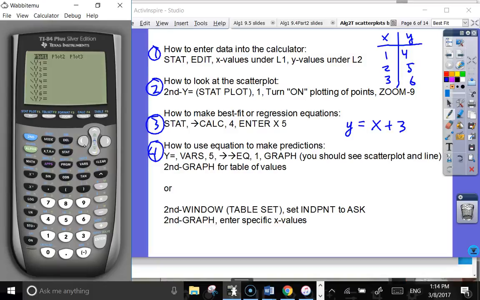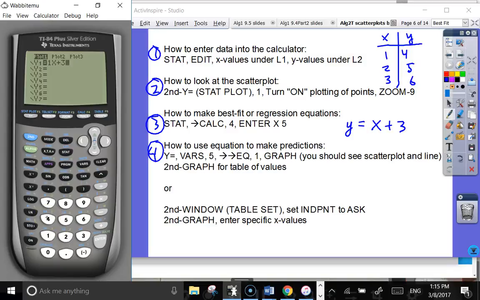Okay, well now we're going to go vars 5 for statistics, which makes sense because that's what we're doing. 5. And then we're going to arrow over twice to get to that EQ for equation. And 1, you could see right there it says 1 reg EQ. That's because we just made that regression equation and that's where it was put. So when I hit 1, it puts the equation that I just came up with on y1.